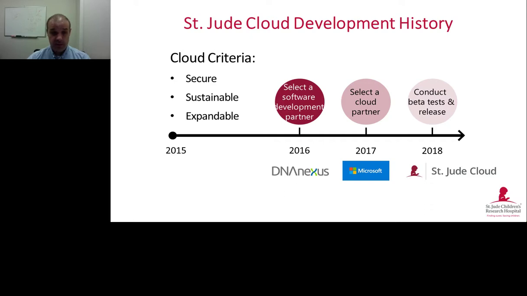And between them, the partnership between St. Jude, DNA Nexus, and Microsoft made the St. Jude Cloud possible. We launched in April of 2018 with our first 5,000 whole genome sequences that we can offer to the global research community. And we've been fulfilling data requests from April to now September.